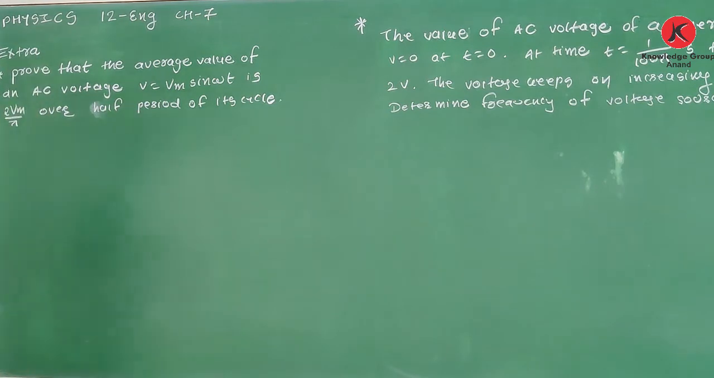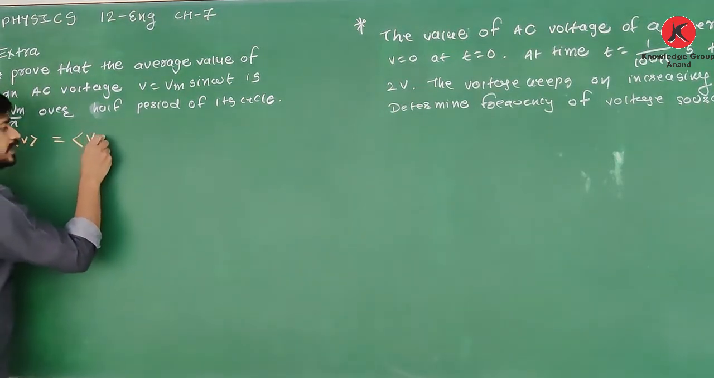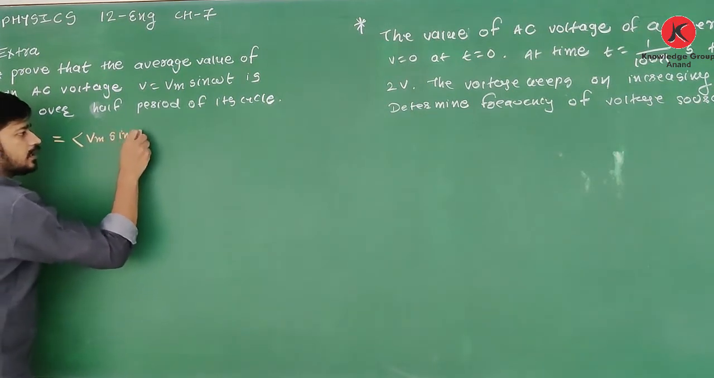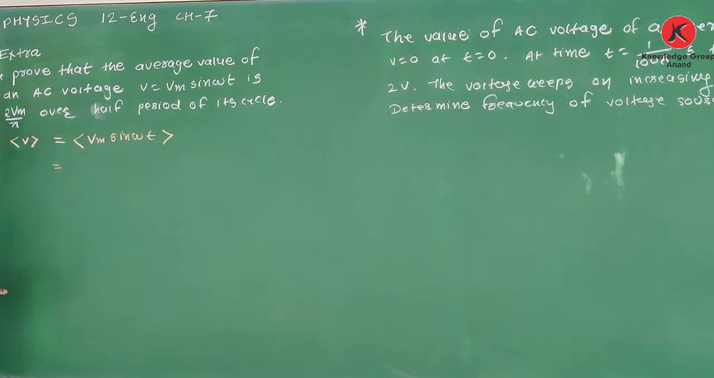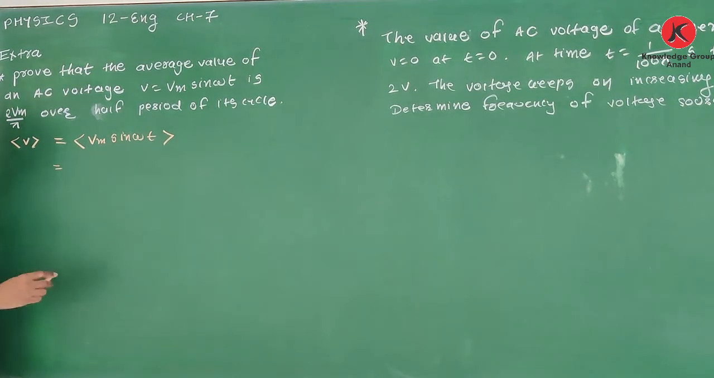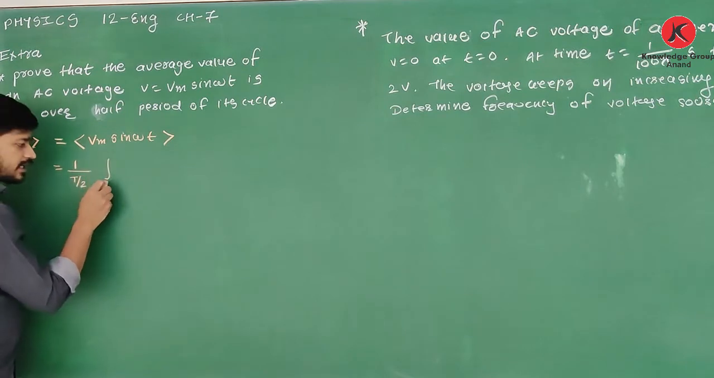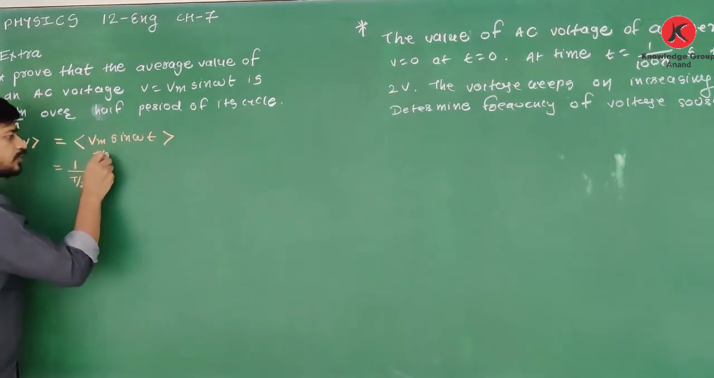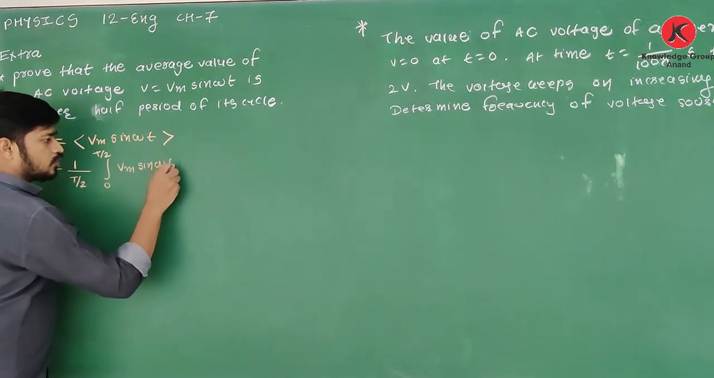You know how to find average. What is the equation to find average? Average of V is equal to average of Vm sin ωt. How to find average over half period of its cycle? The equation is 1 upon T by 2, integration 0 to T by 2 of Vm sin ωt.